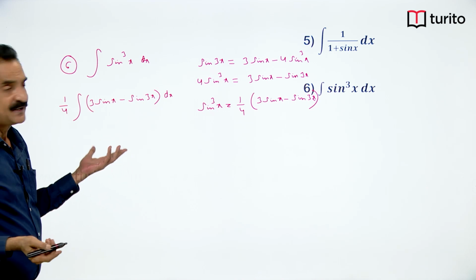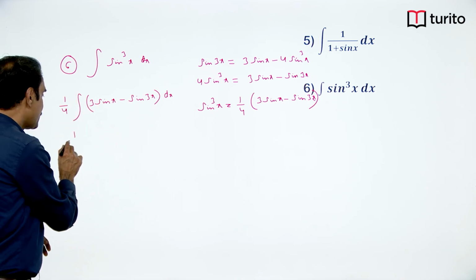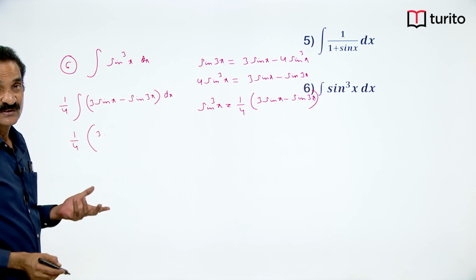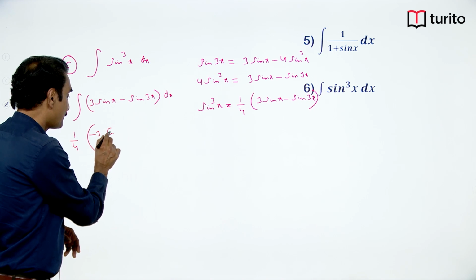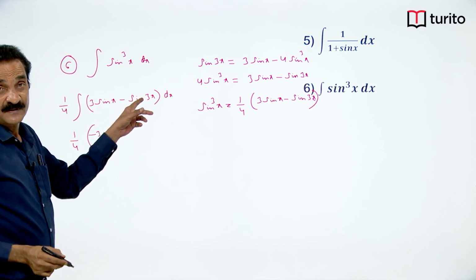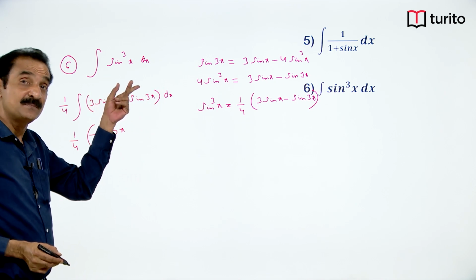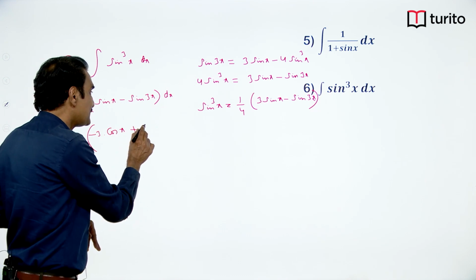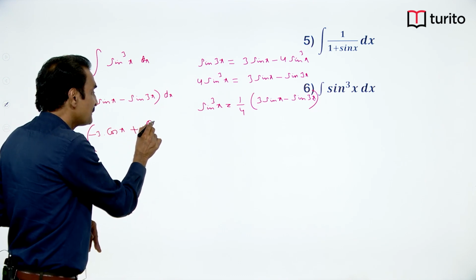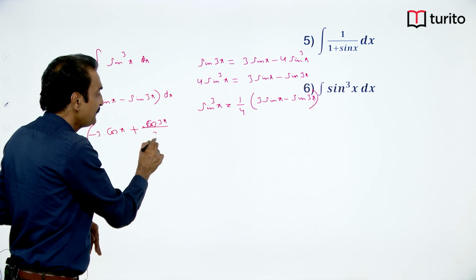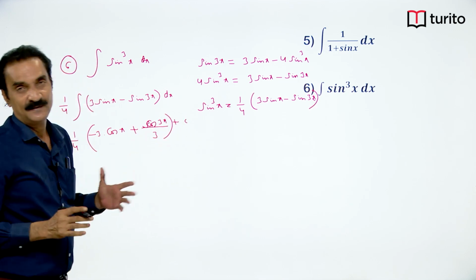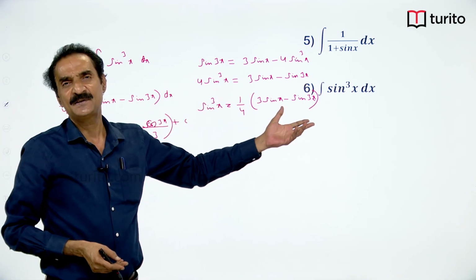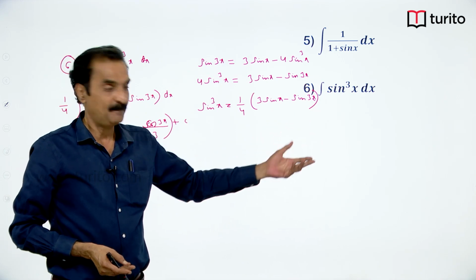Now you know how to integrate it. 3 is constant, so write it as it is. What is the integral of sin x? Minus cos x. Integral of sin 3x is minus cos 3x by 3. Inner derivative of 3x is 3. Minus of minus becomes plus cos 3x by 3 plus c. So this is the method of integrating sin cube x. Similarly, if it is cos cube x, use cos 3x formula.